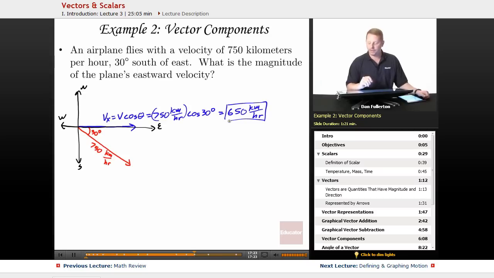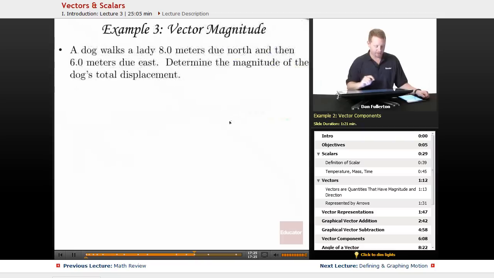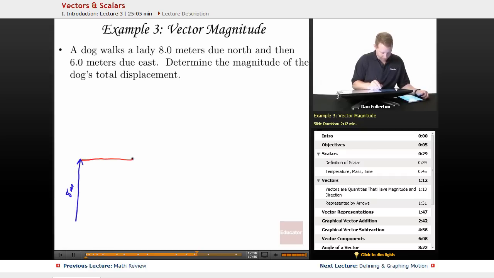Let's take a look at another one where we have to deal with vector magnitudes. A dog walks a lady 8 meters due north and then 6 meters due east. I'm sure you've all seen that before. Big dog, little person trying to walk it, and really the dog's in charge. Determine the magnitude of the dog's total displacement. Well, if the dog walks the lady 8 meters due north, we'll have a vector 8 meters north, and then 6 meters east. Determine the magnitude of the dog's total displacement.